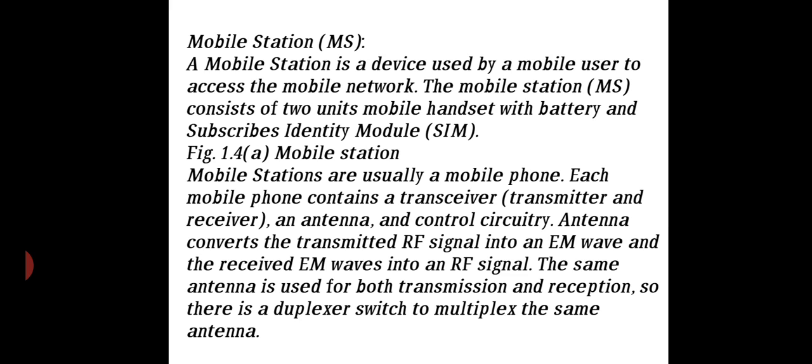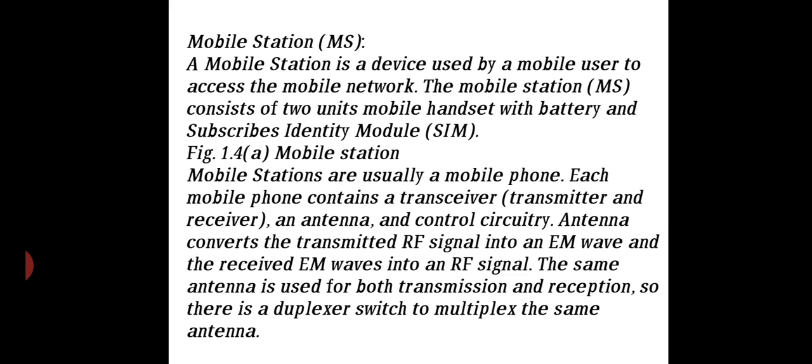The mobile station consists of two units. One is the mobile handset with battery and the next one is the SIM. SIM means subscriber identity module. A mobile station is a device used by a mobile user to access the mobile network, and it consists of two units: the mobile handset with battery and the SIM, the subscriber identity module.